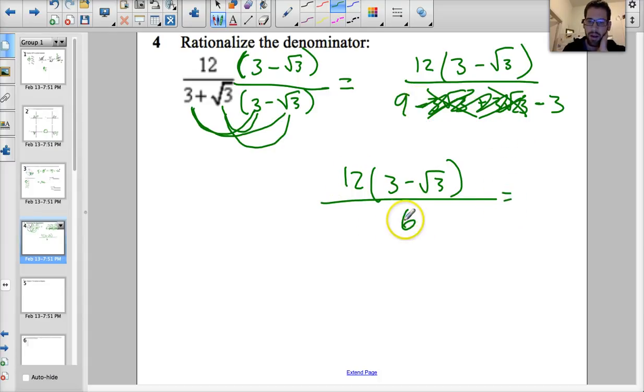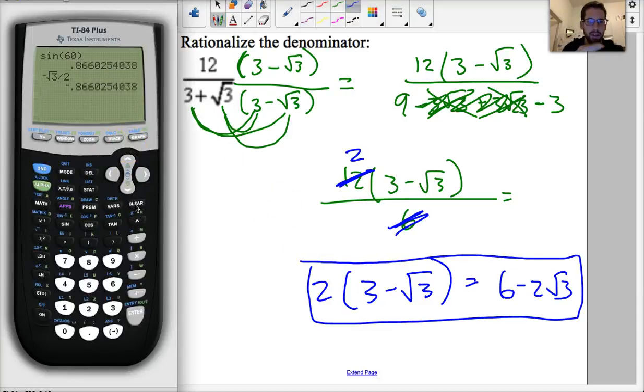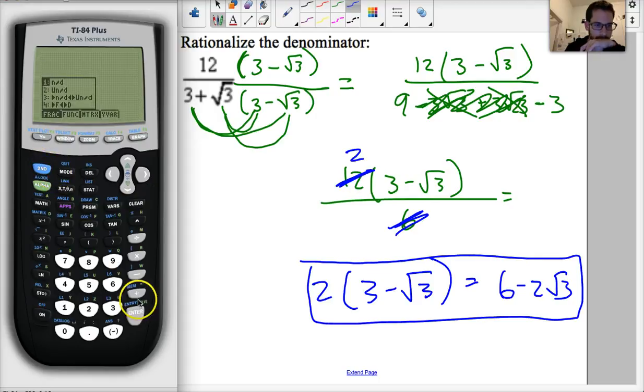And this is why I simplify this. I can divide both of these by 6, so this would cancel out, and this would become a 2. So I wind up with 2 times 3 minus radical 3, which is equal to 6 minus 2 radical 3. Either of these are totally acceptable answers. Now I'm just going to make sure that these are the same thing. I'm going to take my original expression right here and get it as a decimal. Then I'm going to take my new expression, 6 minus 2 radical 3. I just need to make sure that those two are in fact the same, and it looks like they are. 2.53, and this is 2.53. So sure enough, we're in good shape.